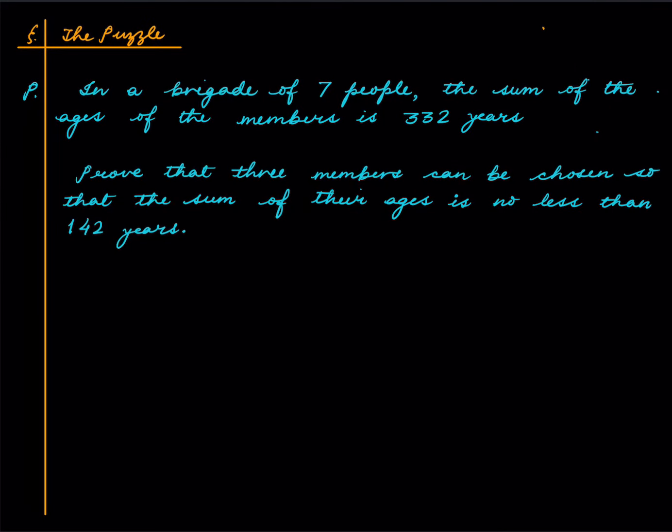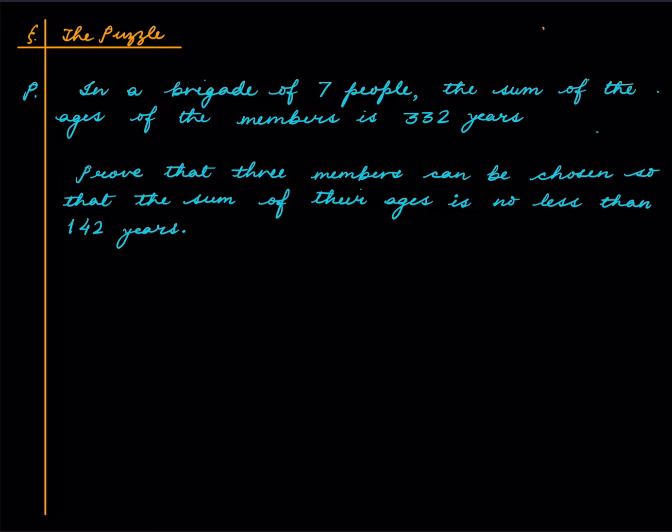Here is the puzzle that we're looking at. So it says that in a group or brigade of 7 people, the sum of the ages of all the members is some number, 332, let's say. Then we want to prove that among these 7 people, one can find 3 different people such that the sum of their ages, the sum of the ages of these 3 people, is at least as much as 142.